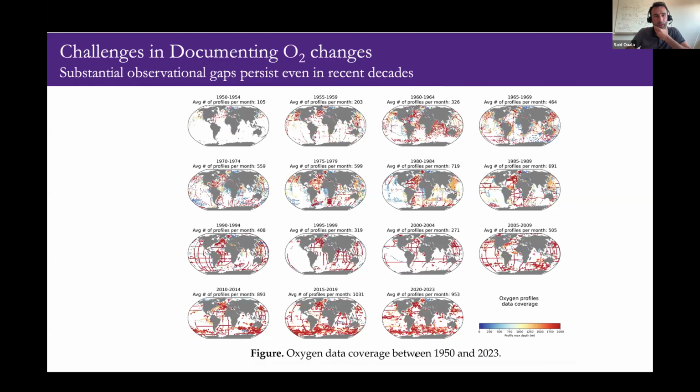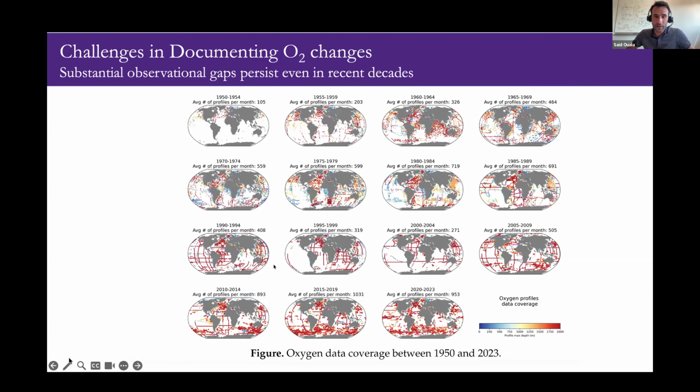Now, the issue when we want to do this using observational data records is that there are substantial observational gaps in the existing observations of dissolved oxygen. It's even worse for nutrients. What I'm showing here is the space-time sampling of dissolved oxygen observations from 1950 to 2023. The observations here are aggregated over 5-year intervals, and the colors indicate the maximum depth of the profile. It's mainly red, meaning that the profiles go beyond 2000 meters, which is good.